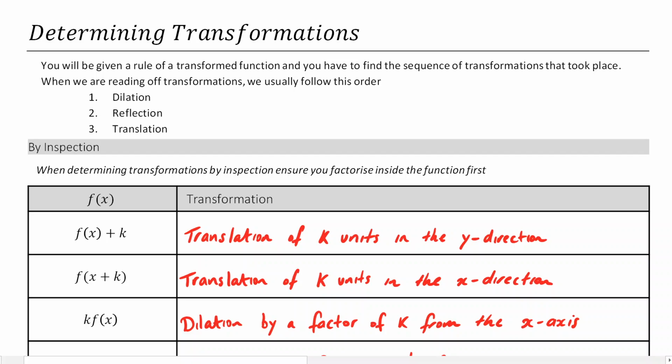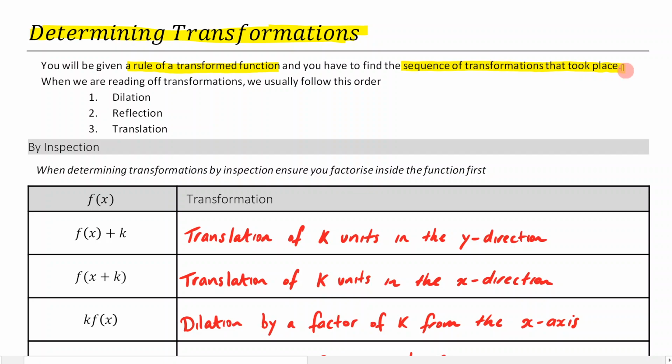Welcome. So in this lesson, we're going to be talking about determining transformations. Now, in previous lessons, we've learned how to apply transformations, but when we're determining transformations, the way I like to think about it is that we are almost like a detective who has arrived at the scene of the crime and now needs to piece together the clues to figure out what happened. So when you are determining transformations, you'll be given a rule of a transformed function, and you have to find the sequence of transformations that took place.